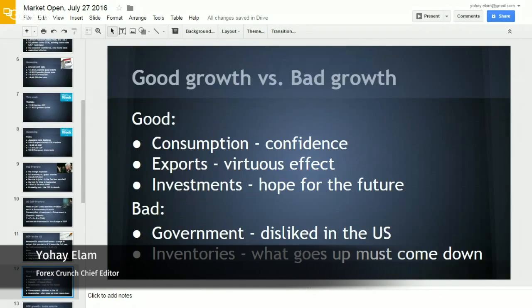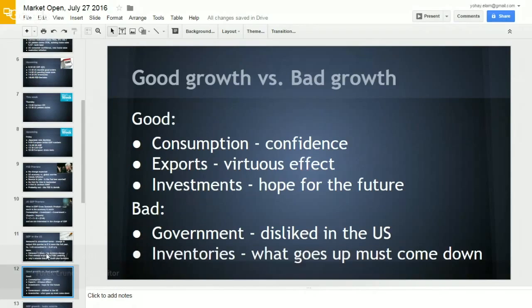So good GDP is consumption. When people are buying more stuff, that means they are more confident. And that's also the biggest part of the economy. So that's something we should look out for, personal consumption.